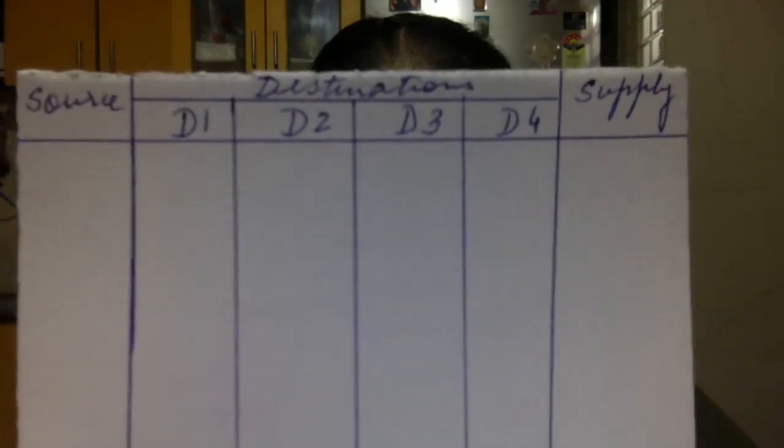So we have four columns. N is equal to 4. Now I'm going to give you four sources: S1, S2, S3, S4. So that is why there will be four rows. Rows means m. M is equal to 4. And of course, one row for requirement.